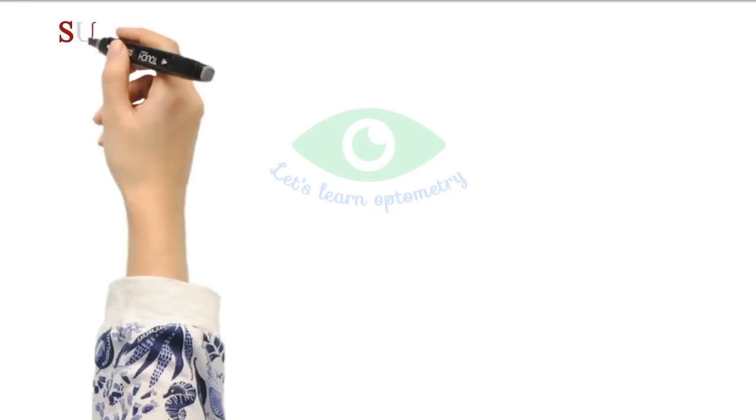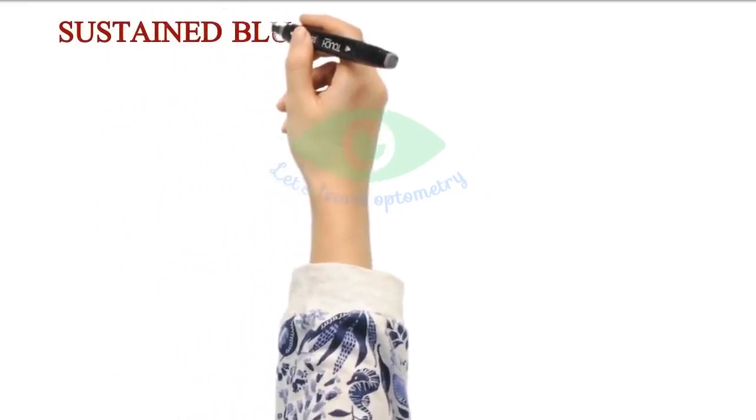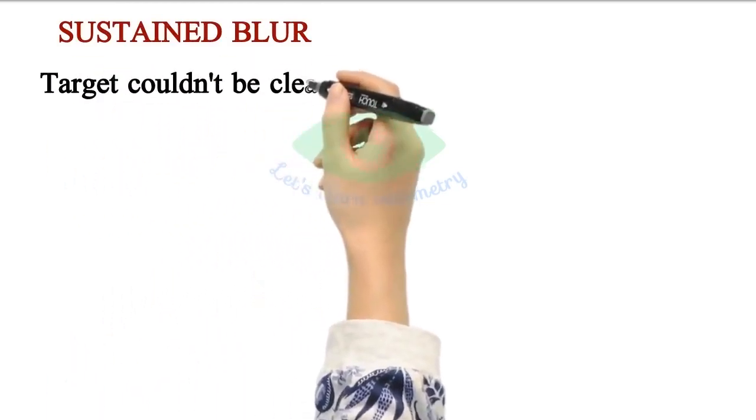Explain the procedure to the patient that you will move the target towards them until the 6 letters begin to blur and then remain blurred. This point is called the first sustained blur, in which the patient cannot clear the target even after 2 to 3 seconds of viewing.